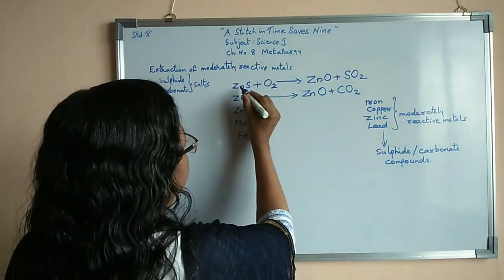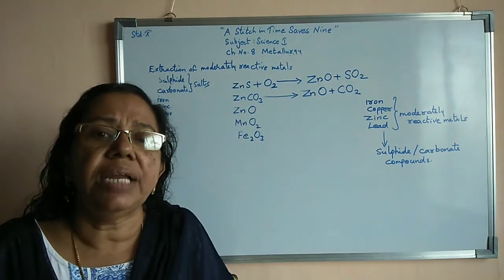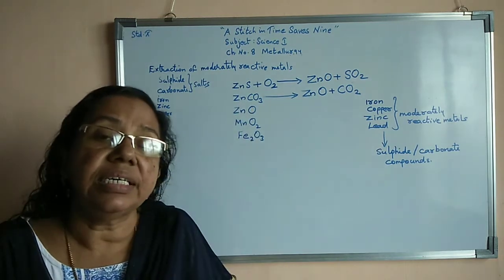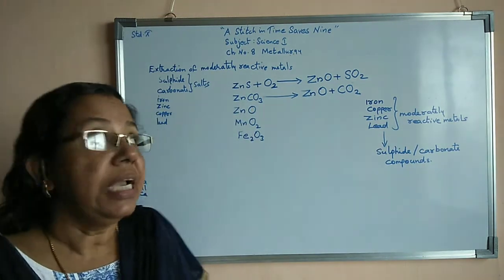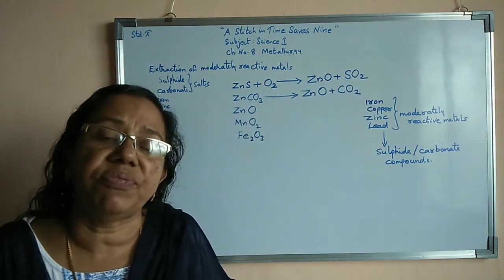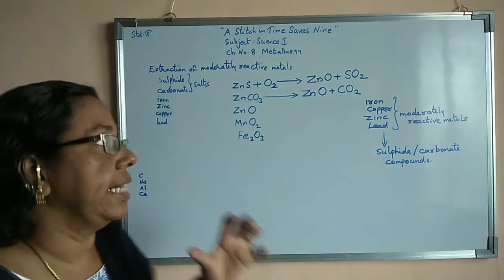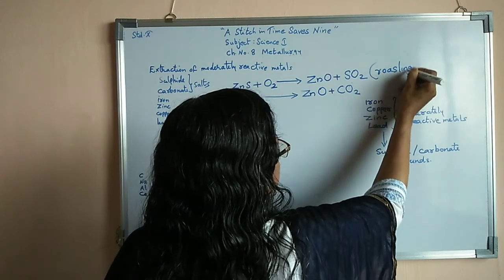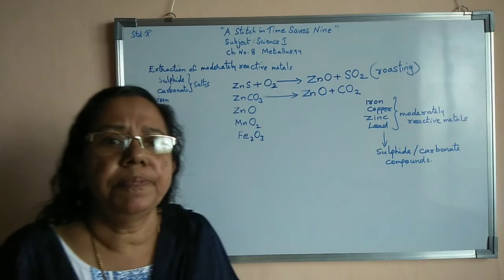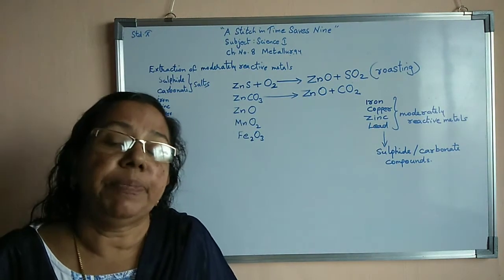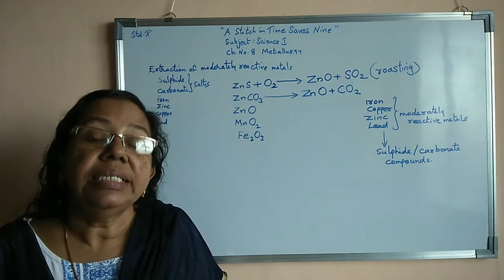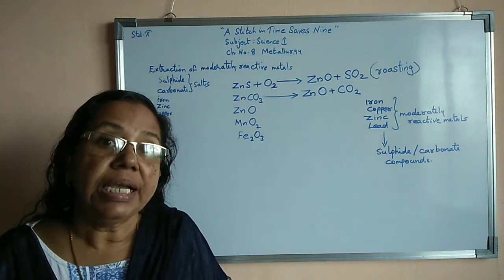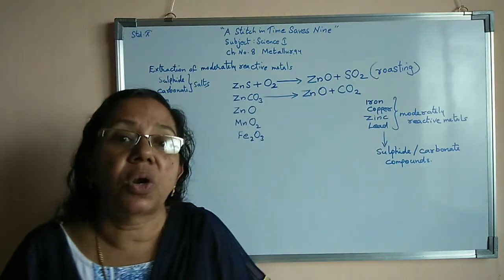Now, when we heat it like this, we are roasting it. We are not adding anything. We just heat the zinc sulfide with excess of oxygen, and at that time zinc oxide as well as sulfur dioxide form. So this reaction is roasting. When zinc sulfide is heated in the presence of excess of oxygen, it transforms to zinc oxide as well as sulfur dioxide. This reaction we call roasting.